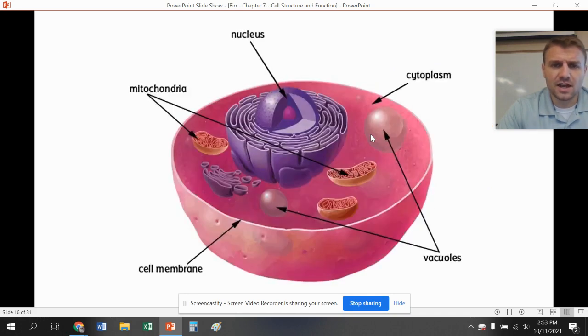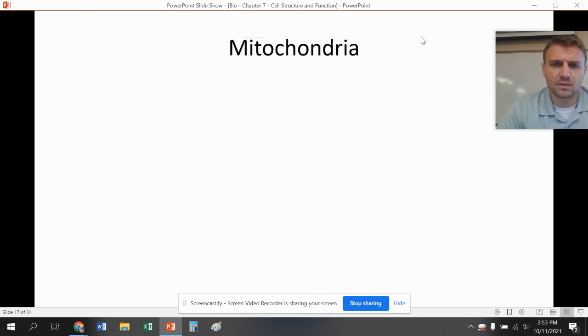You can see here it's another cell. We have the nucleus, which is circular, and it's the control center of the cell.